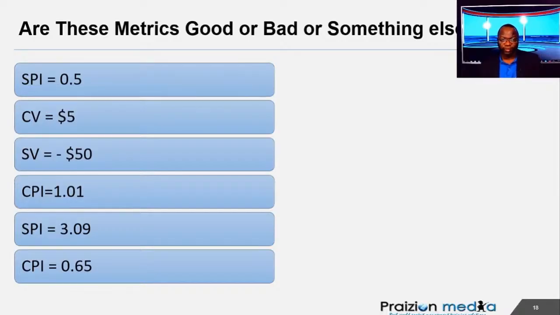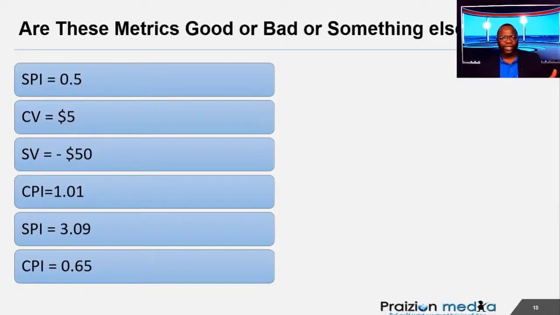CV equals $5. Good, bad, or something else? Okay? So I expect that as you look at these, you can answer them at this point conveniently. This is like the course 202. Let's call it 202. Okay? You look at a number, you know what it means.